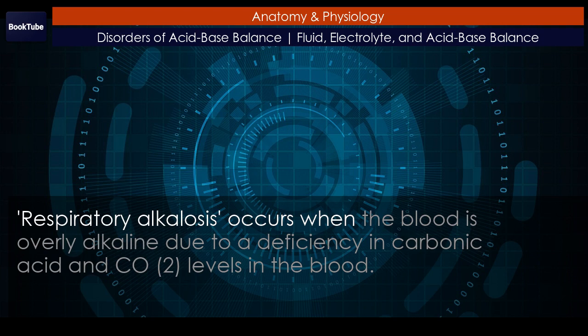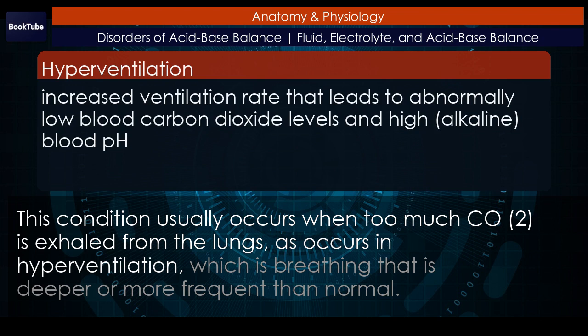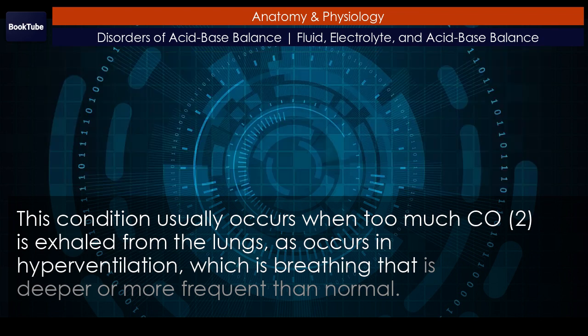Respiratory alkalosis occurs when the blood is overly alkaline due to a deficiency in carbonic acid and CO2 levels in the blood. This condition usually occurs when too much CO2 is exhaled from the lungs, as occurs in hyperventilation, which is breathing that is deeper or more frequent than normal.